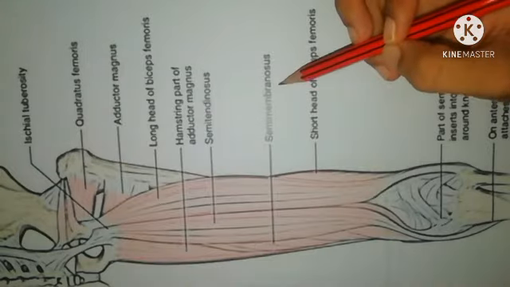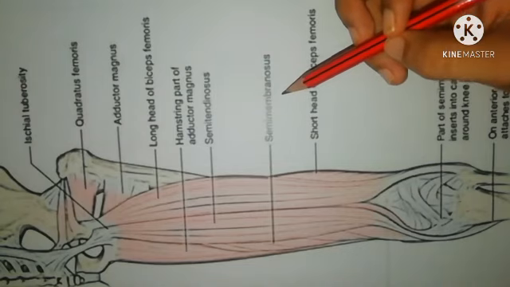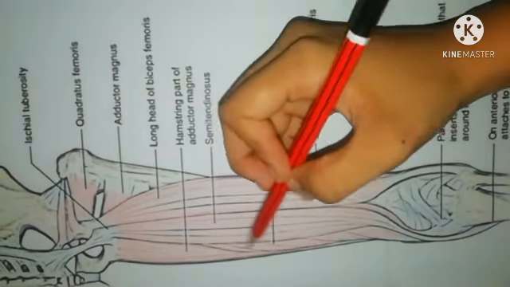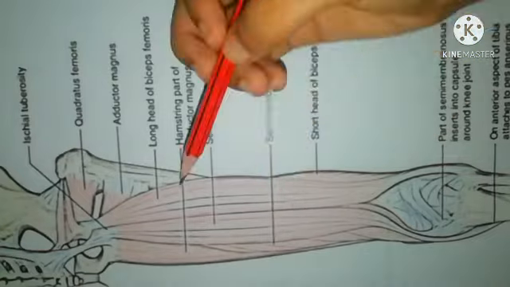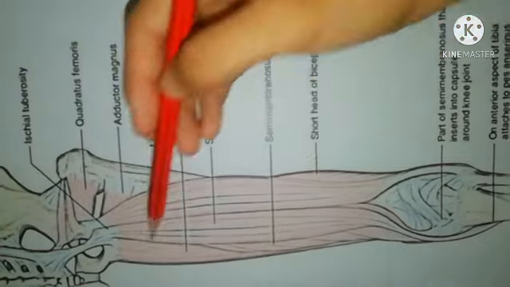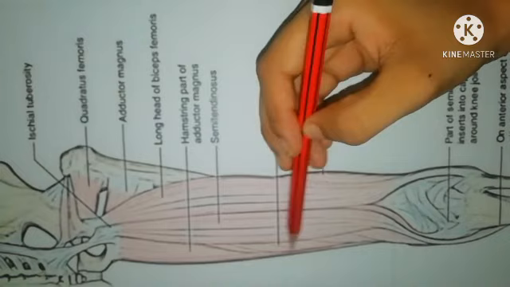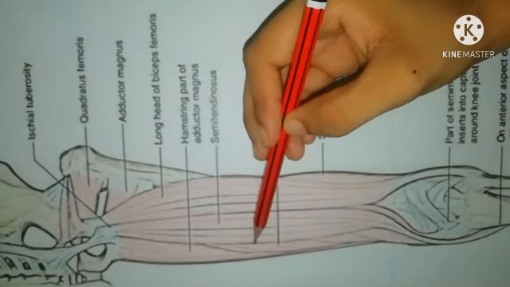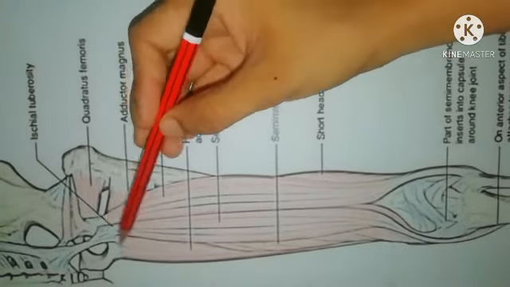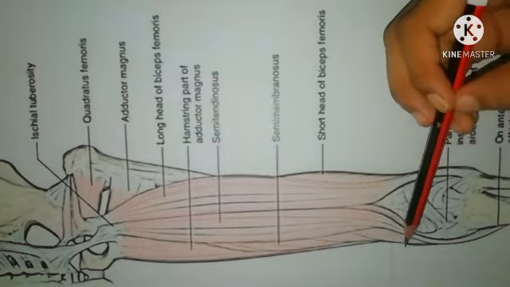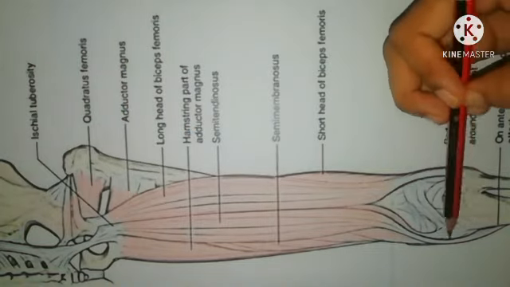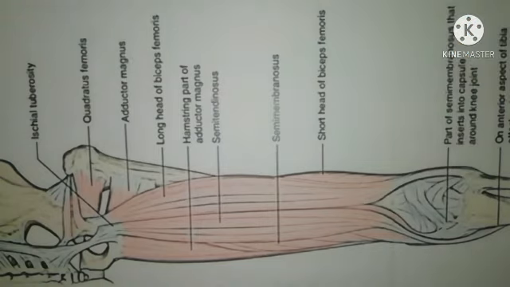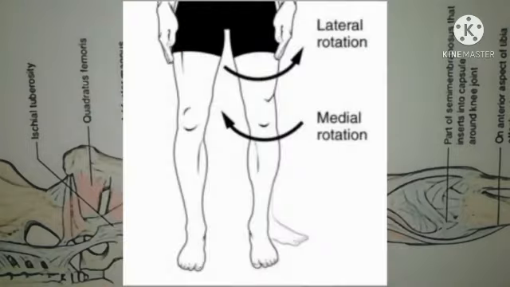Semimembranosus. It is named because it has a flat tendon of origin, which is not seen in this diagram. It lies deep to semitendinosus. As you can see over here, this is semitendinosus and this is semimembranosus. Origin of this muscle is also from the upper part of ischial tuberosity. And insertion is in posterior surface of the medial condyle of tibia. The nerve supply is tibial part of sciatic nerve. Root value is L5, S1 and S2. Action of this muscle is flexion of knee and medial rotation.